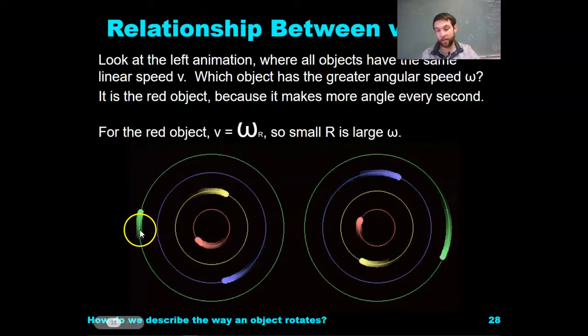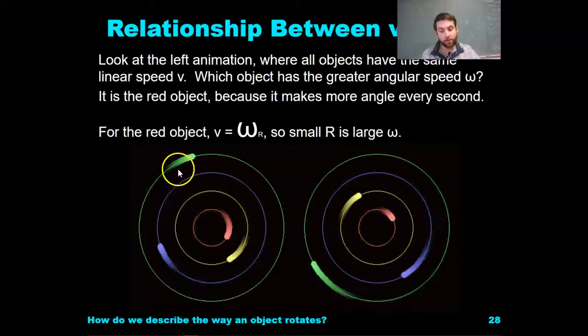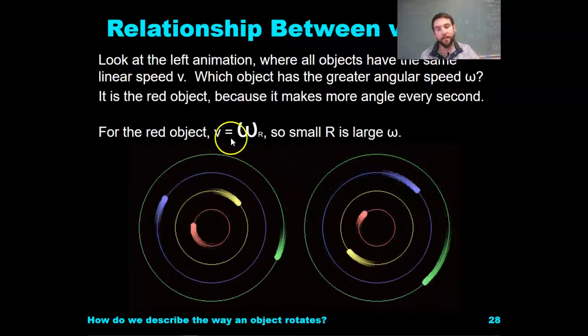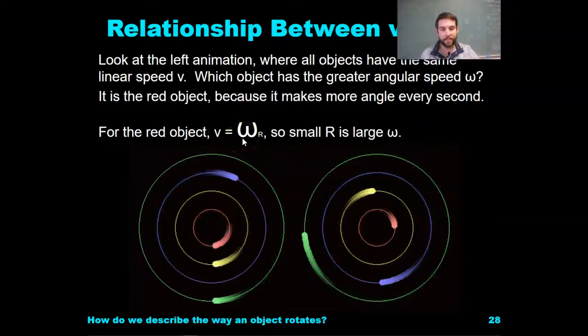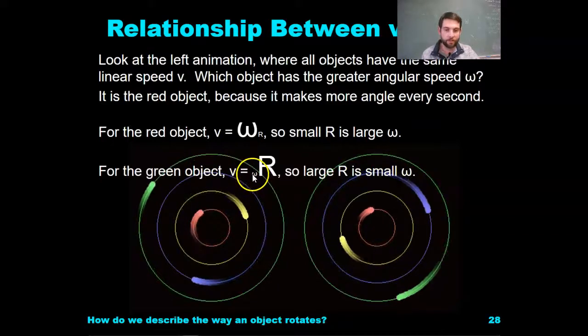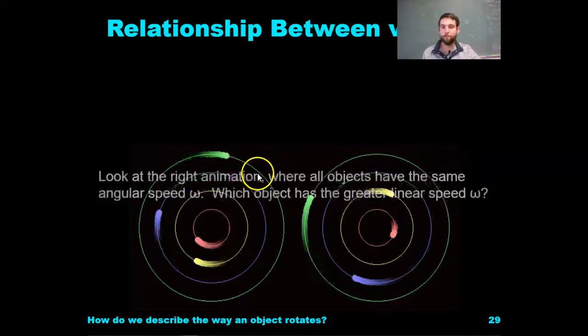Meanwhile, if you go to green, you have a much bigger r, so that means because they have the same linear velocity, the angular velocity would have to decrease. So the green object, v equals tiny omega times big R.